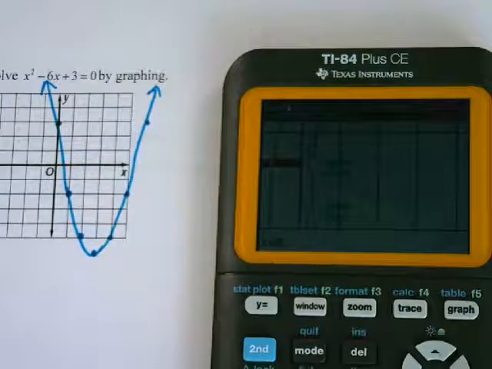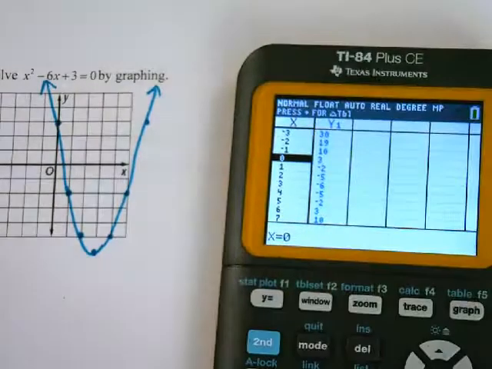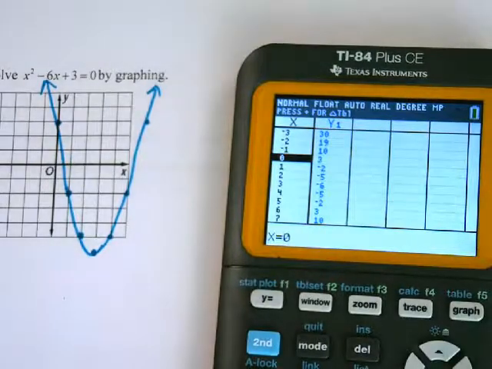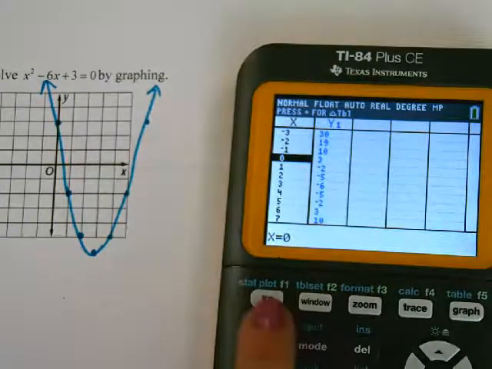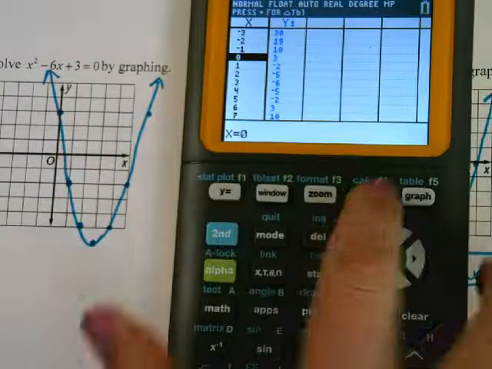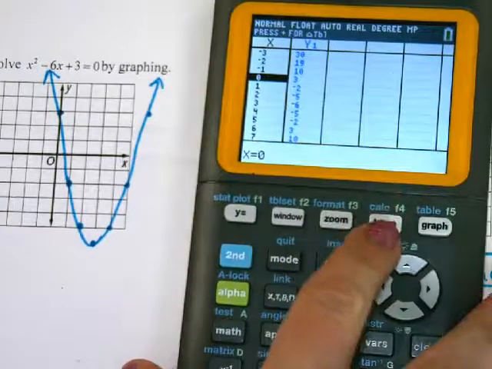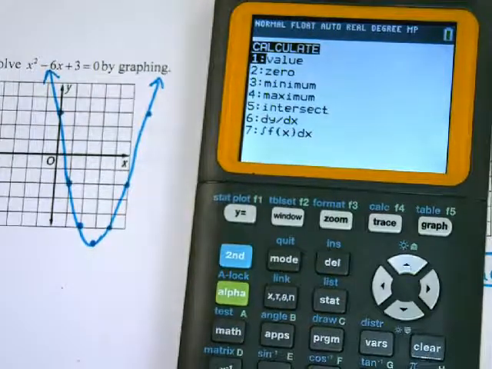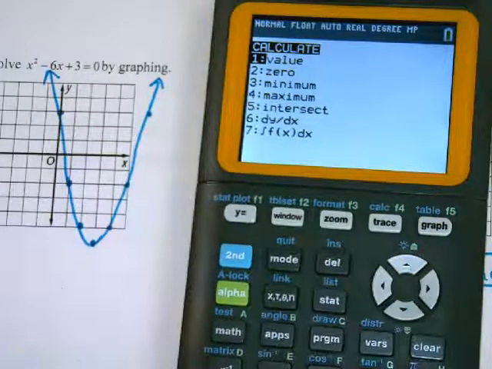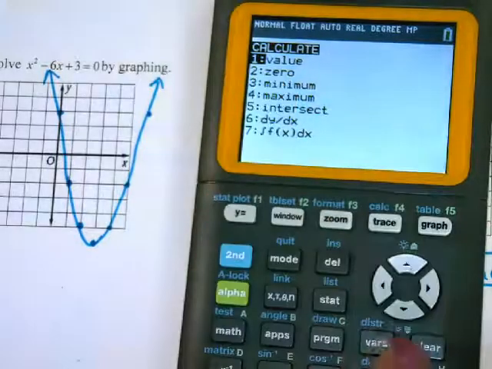The cool thing about your calculator is it can find it for you exactly. So let's make it work for us. Just like when we were finding the vertex, we're going to go to that calculate menu. Right there, it says calc. So I'm going to do second trace. Just like when we were finding the vertex and had to pick maximum or minimum, look at number 2. It says find the zero. That's what we want, so we're going to go to number 2.